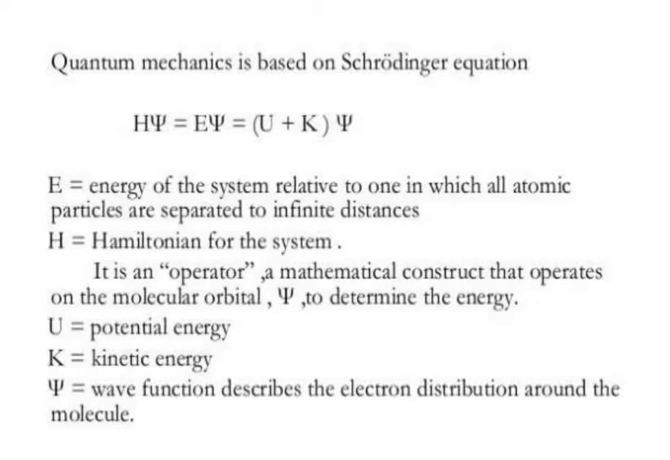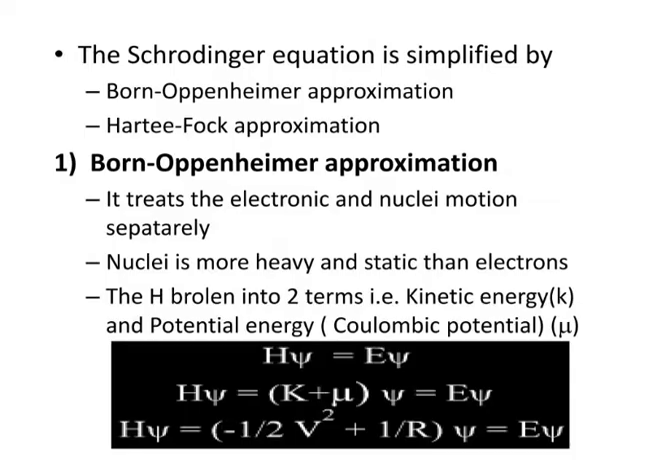H is the Hamiltonian for the system. It is an operator, a mathematical construct that operates on the molecular orbitals and psi to determine the energy. U is potential energy, K is kinetic energy, and psi is the wave function describing the electron distribution around the molecules. The Schrodinger equation is simplified by the Born-Oppenheimer approximation and the Hartree-Fock approximation.